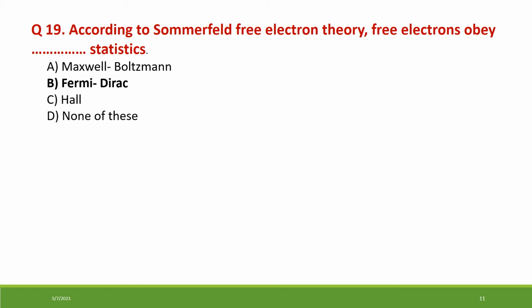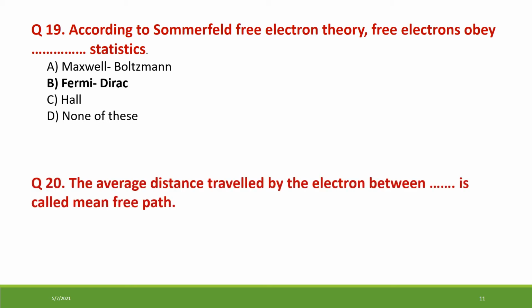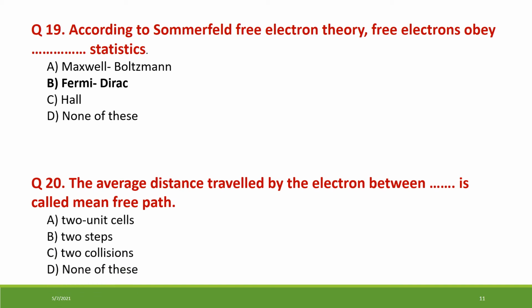Now question number 20 is, the average distance traveled by the electron between dash dash is called mean free path. The options are A. 2 unit cells, B. 2 steps, C. 2 collisions, and D. none of these. So according to the definition of mean free path, the correct option is C. 2 collisions. The average distance traveled by the electron between 2 collisions is called mean free path.